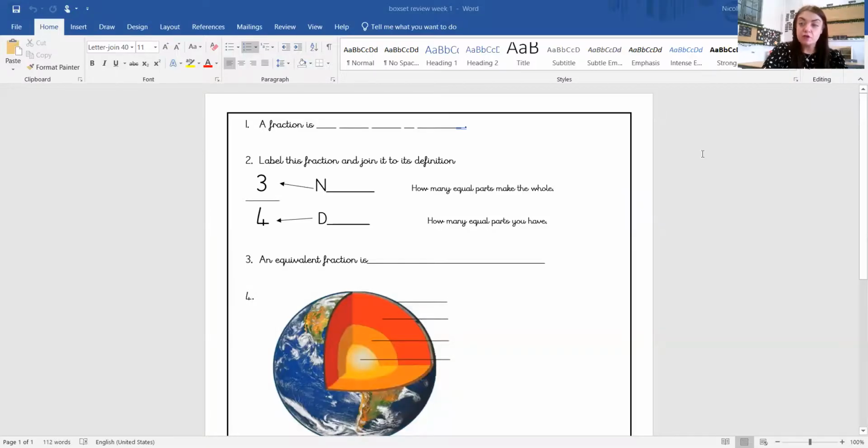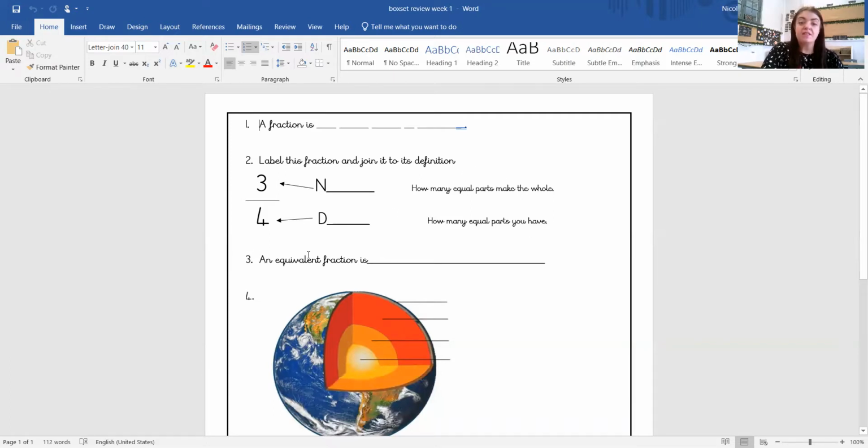So simply, the first question then, a fraction is, and I want you to try and remember that STEM sentence that we've done this week in our maths. The second question is labelling this fraction and then join it to its definition. So what is this known as, and what is this known as? And with our learning for fractions, what does that actually tell us?